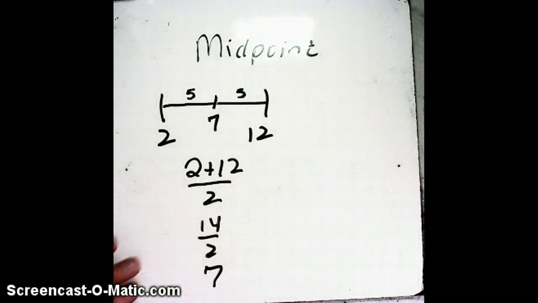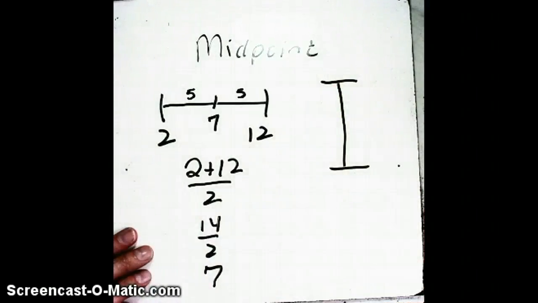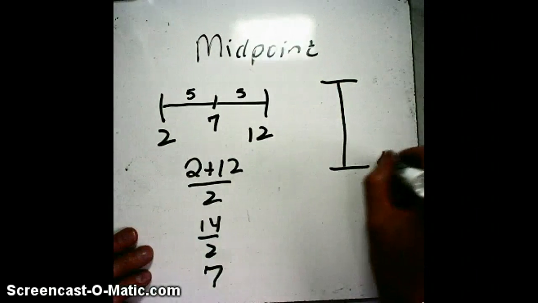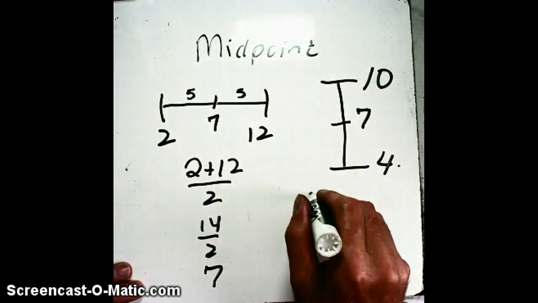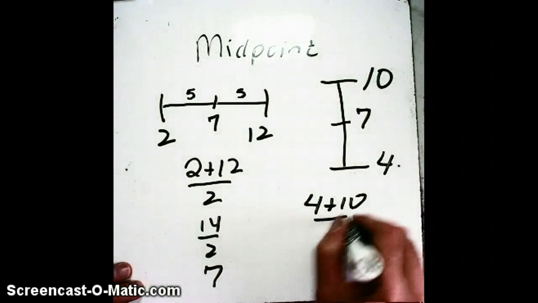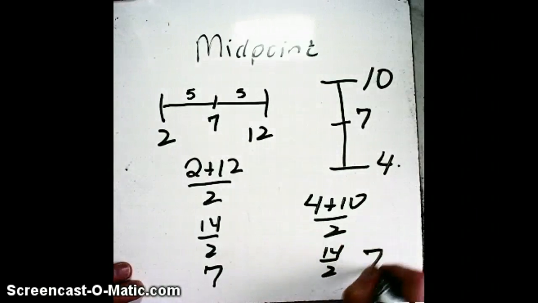That does work. Will it work if you're on I-75? Well, that's a good question. 4 and 10. I want to know what the midpoint is. Okay. Again, there's 6 between them, so 3 and 3, you would think it would be 7. Could I use a formula? 4 plus 10 divided by 2. That's 14 over 2, or 7.